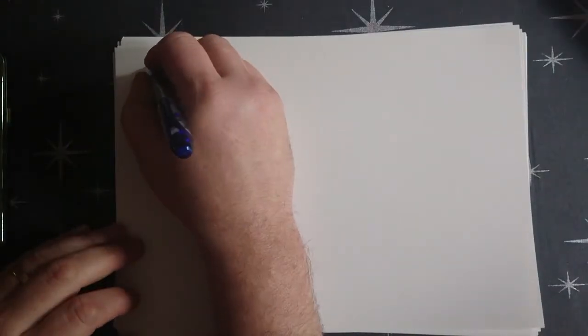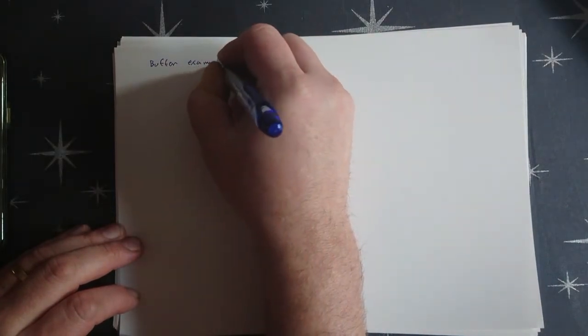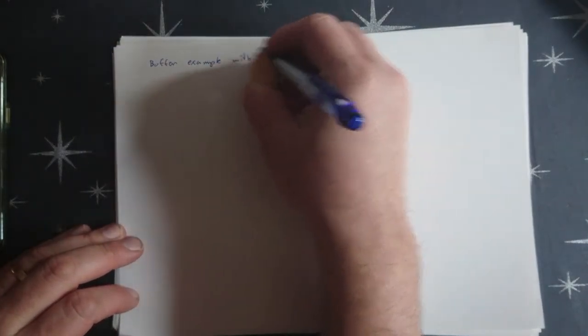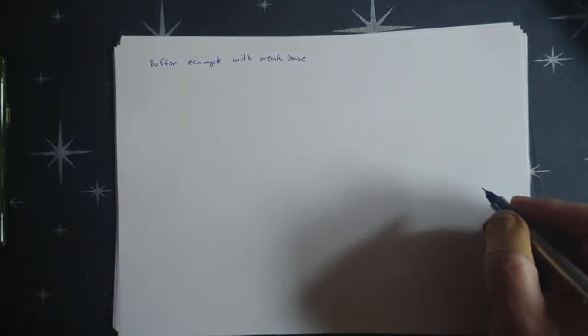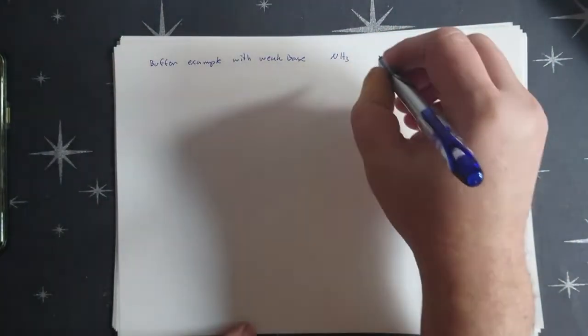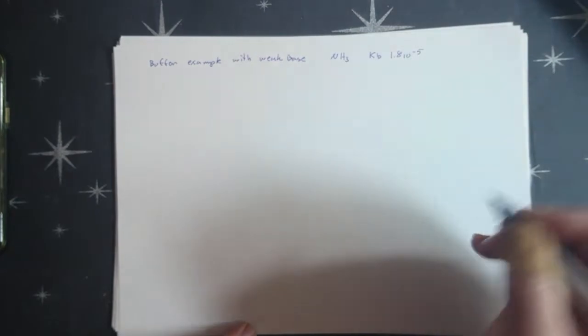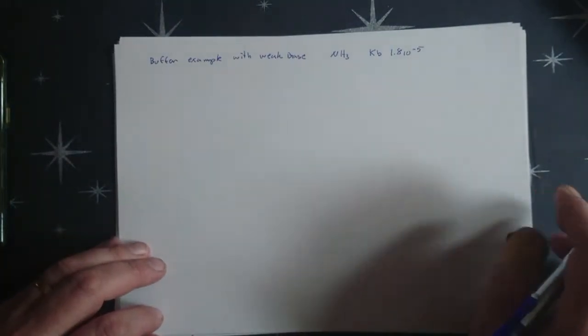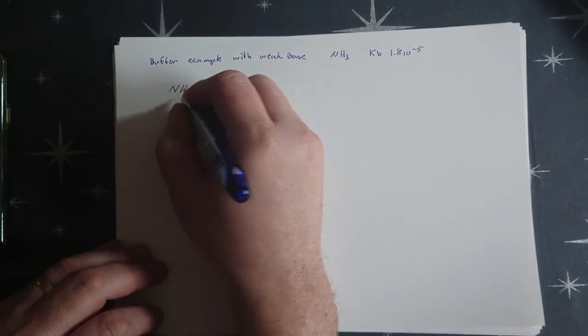Okay, let's do a buffer problem. And this time let's do a basic buffer problem. So we're going to write buffer example with weak base. And the base we're going to use is going to be NH3, which has a KB of 1.8 times 10 to the minus 5. It's ammonia, so we can do the example. This is going to be a long video, so pay attention, or you don't, it's going to take a while.